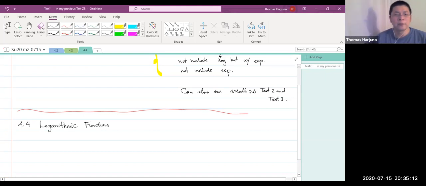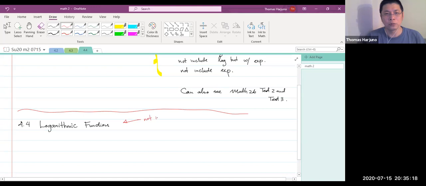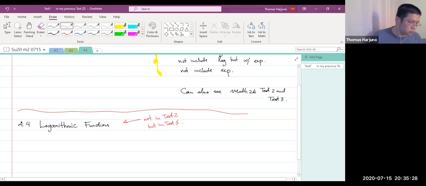Logarithmic functions. And again, this is not in test 2 but in test 3. Okay, let me start with a definition.